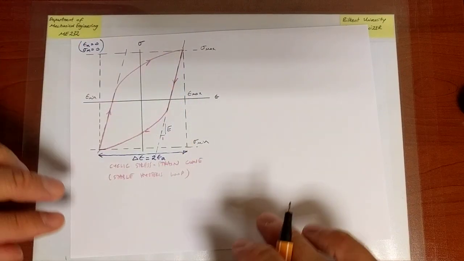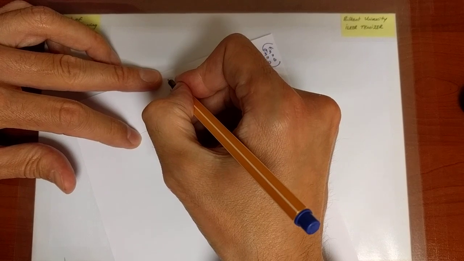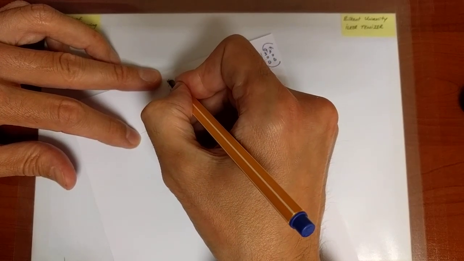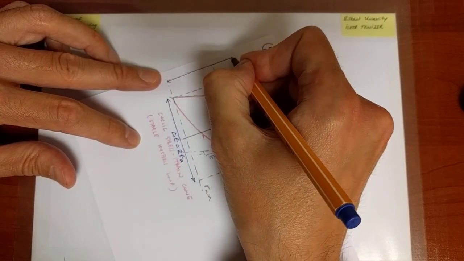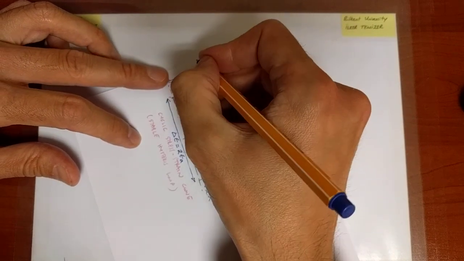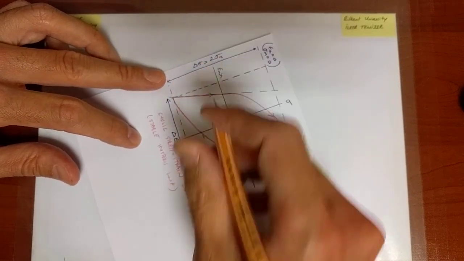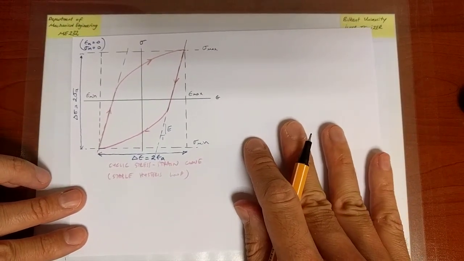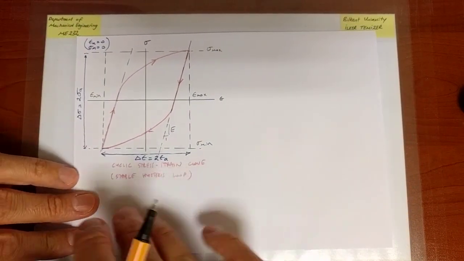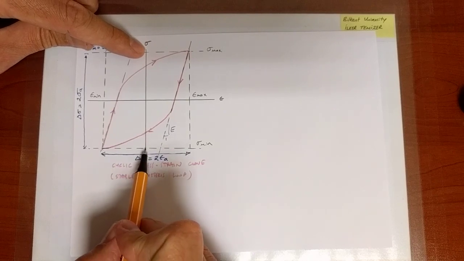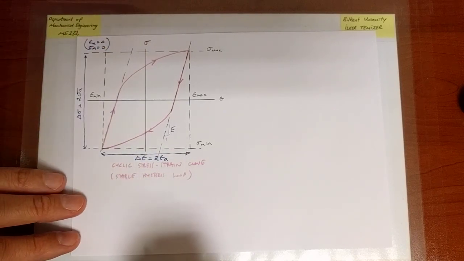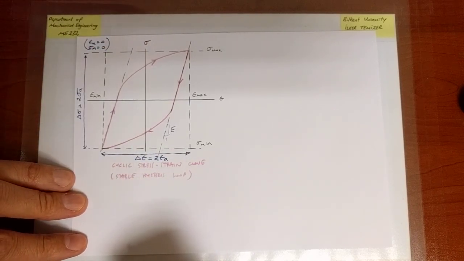So similarly, we have the range of the stress, delta sigma, which is twice the stress amplitude, again for the same reason, okay? So this is plus sigma A, that is minus sigma A. Okay, good.